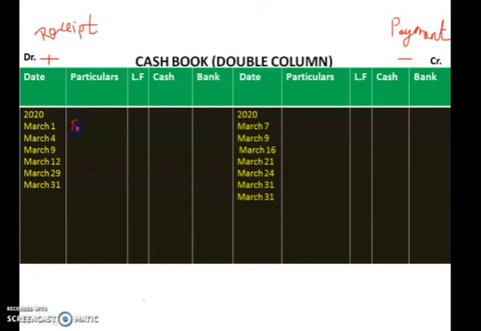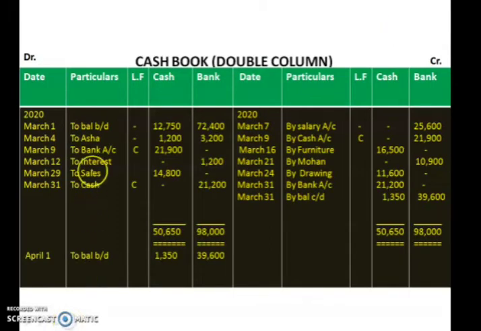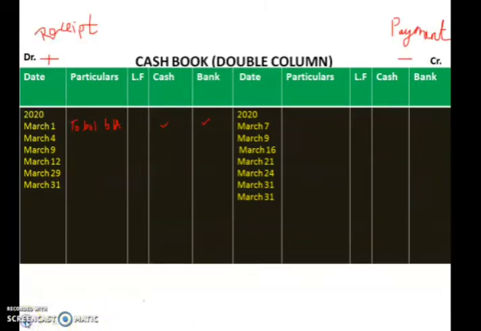So here you should write to balance brought down. What is the amount? 12,750 that you will write over here. And in bank, cash at bank, what is the amount? 72,400. That also you will write under the bank column. So your cash book would be, you can see here, March 1st, to balance brought down 12,750 and 72,400.